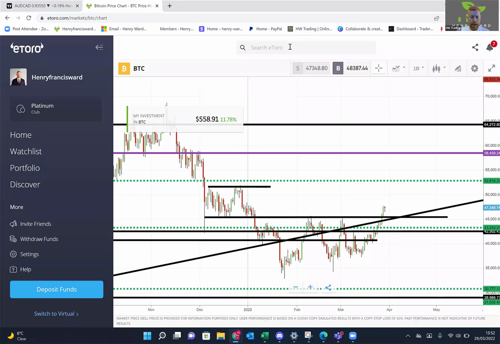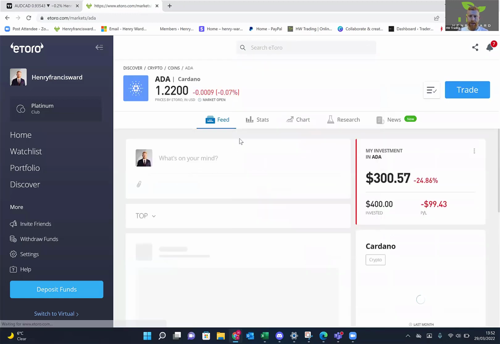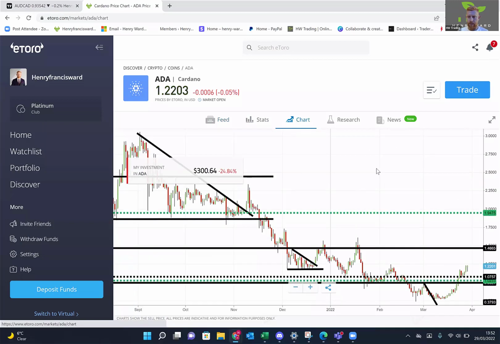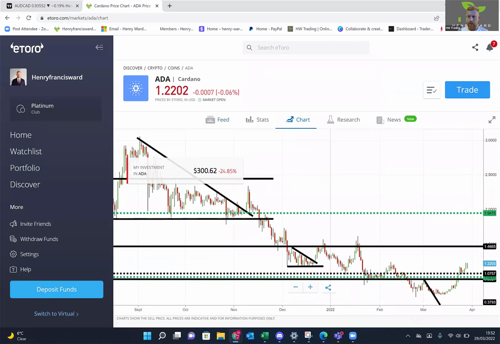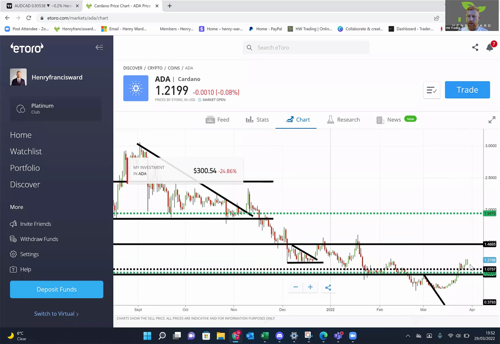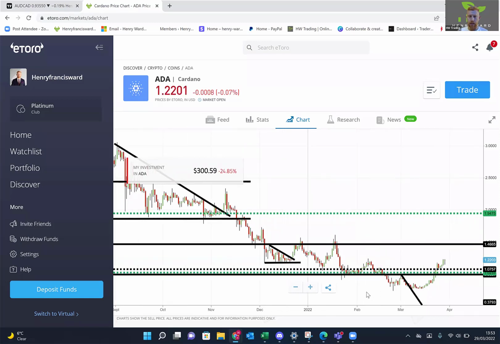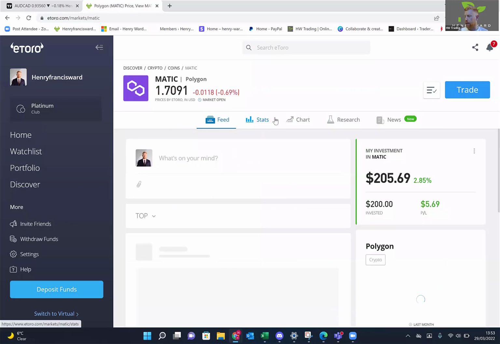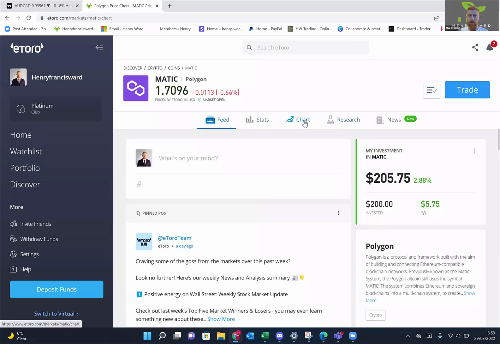If we look at ADA, we've now jumped above this sort of level here. We're now back in. Did anyone buy it when it was below this sort of level or anywhere close to this level? At the minute, down about 24. So bought a little bit down here again, which was quite nice. Again, we're slowly starting to turn on this Matic, but again, it depends on whether this market is now going to continue going or not.